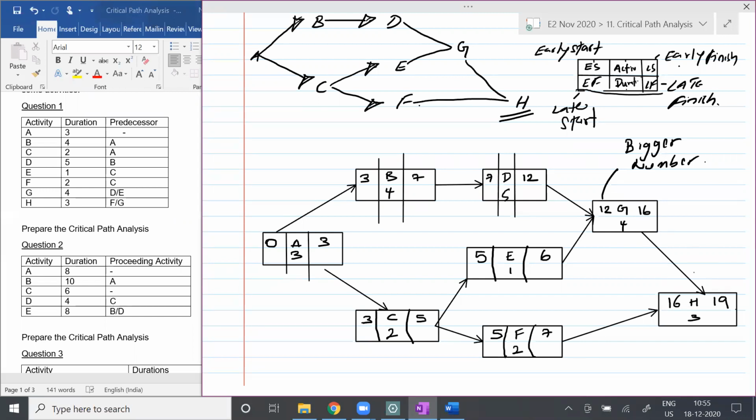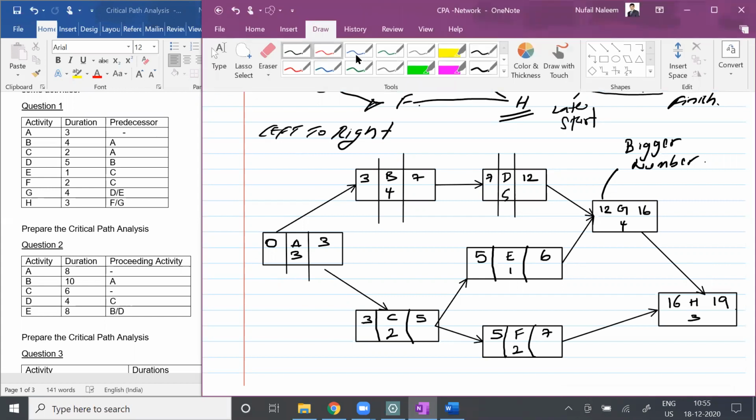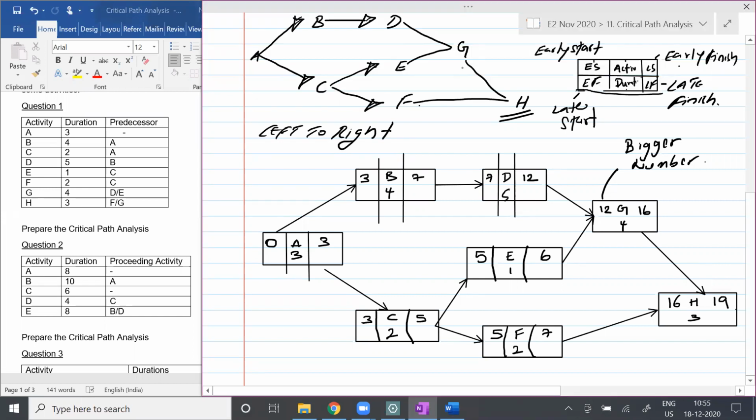So the earliest event will always go from left to right. Left to what, students? Left to right. You get the point there. So Malit, any questions there? Fine.